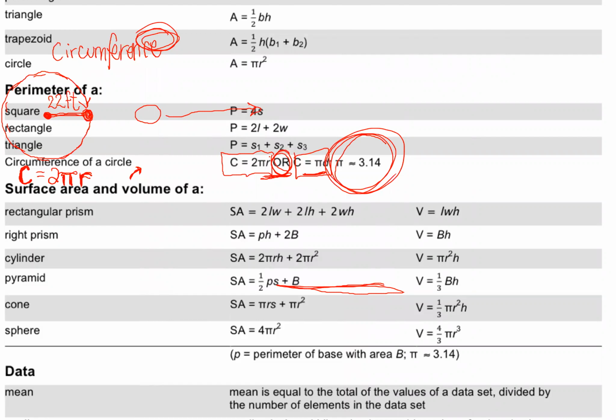But the problem with pi is that it's what we call an irrational number. An irrational number is a number whose decimal form goes on and on forever.